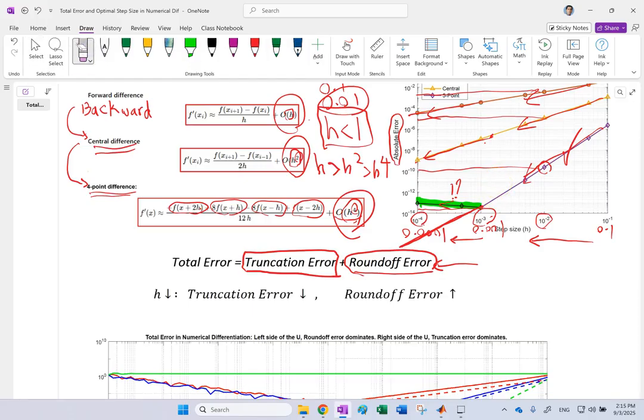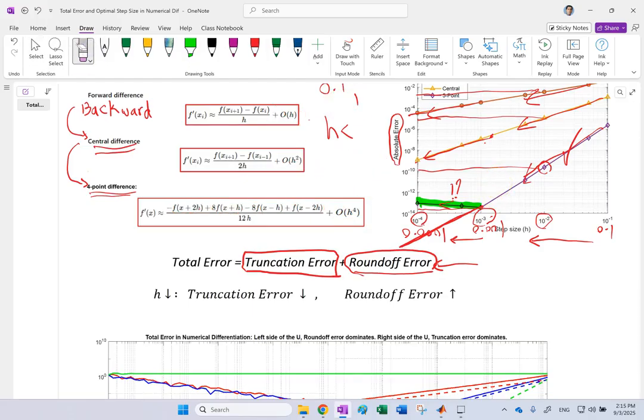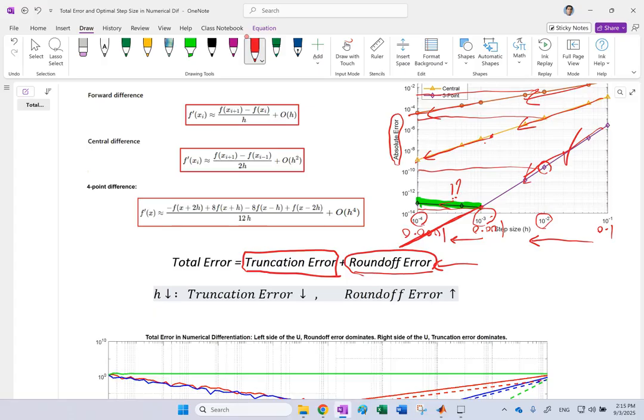So look at what you're doing in the numerator of this 4 or 5 point formula. Here I'm subtracting f at x plus h minus f at x minus h, or f at x minus 2h minus f at x plus 2h. So I'm subtracting the function at so many steps ahead or before the current point. I'm comparing these two together, and I'm comparing these two together.